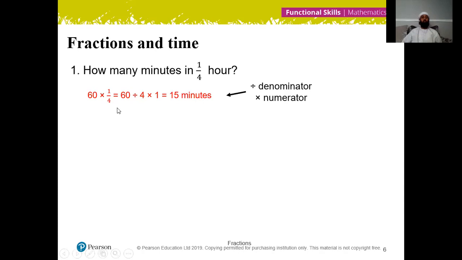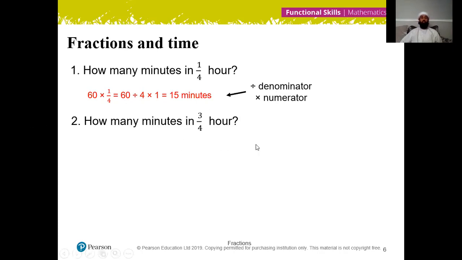60 times a quarter. You see the number at the bottom, which is called the denominator. You take 60 and you divide it by 4, and then times it by 1, the numerator. That will give you 15 minutes. If you did that on the calculator, look, it says divide by denominator times by numerator. Follow that procedure all the time. You can't go wrong.